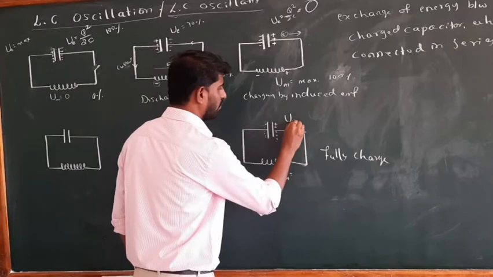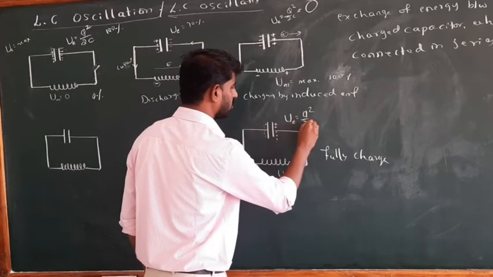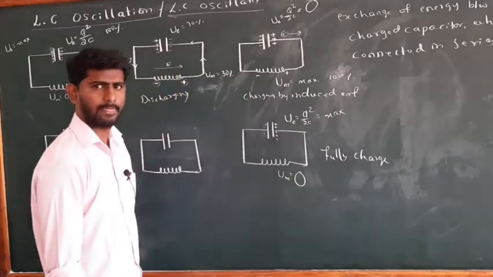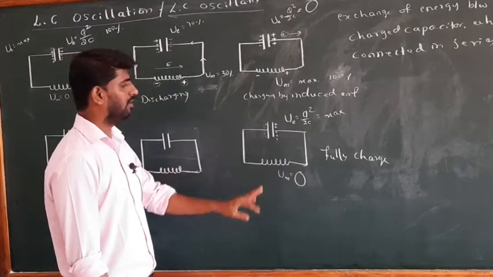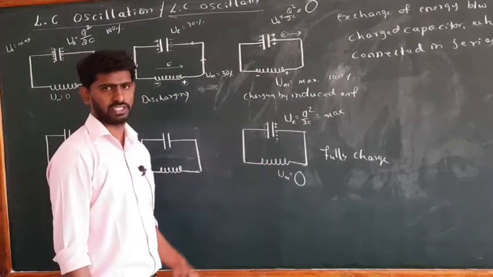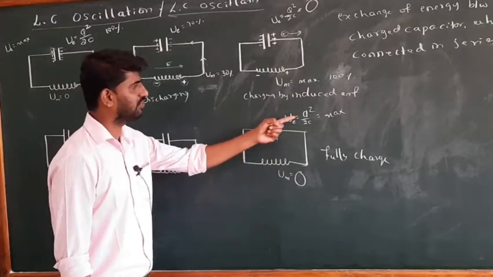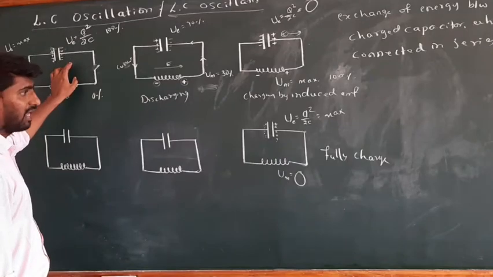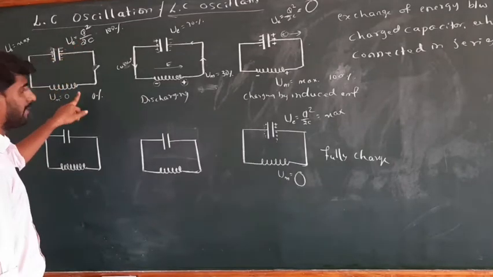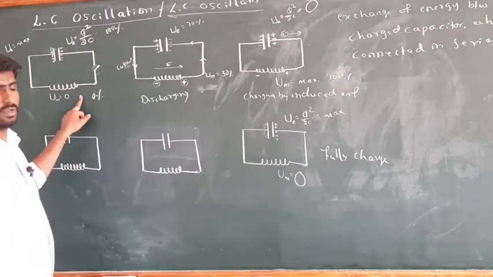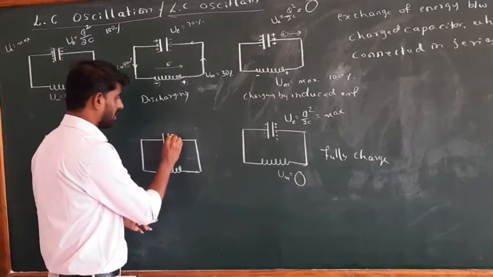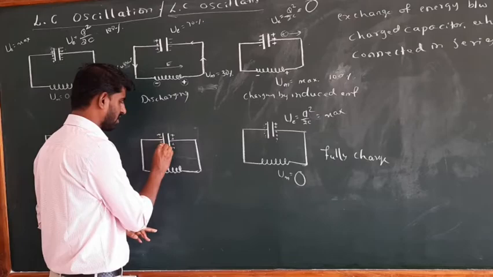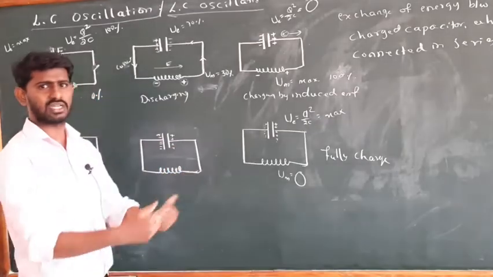It means UE is equal to Q square by 2C. Again it reaches the maximum value. At that time this becomes 0. The induced EMF vanishes. Magnetic energy becomes empty when the electric energy is maximum. Again we reach the same point where the electric energy was maximum and magnetic energy was minimum. Now once the capacitor is fully charged, again it starts to discharge.